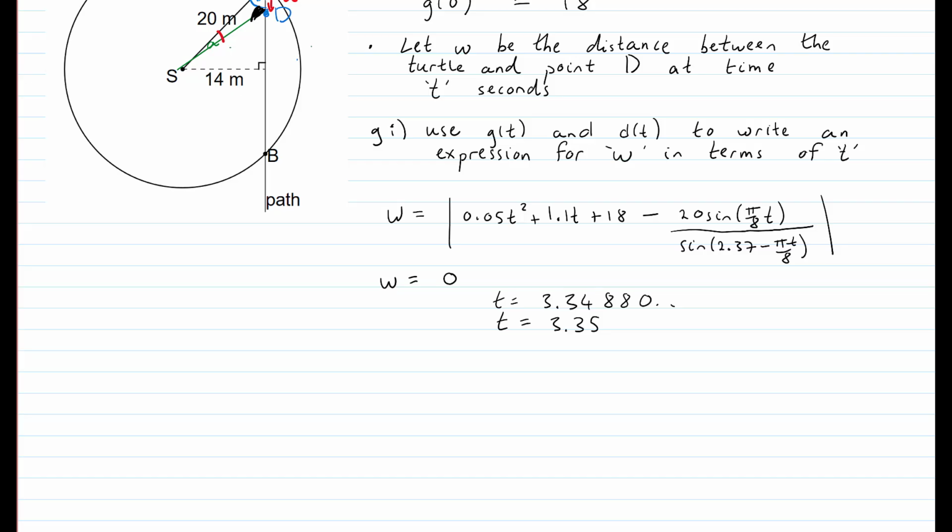Okay, so that's the when the water first reaches the turtle, after 3.35 seconds, and then we have to figure out where it is on the path. So we can just plug that value of t into our function G of t. So we could just do that with algebra and work it out on the calculator, or we can graph it. So I will just graph it onto the graphing calculator.